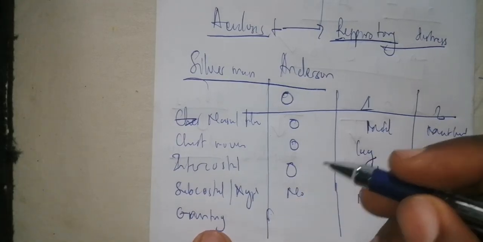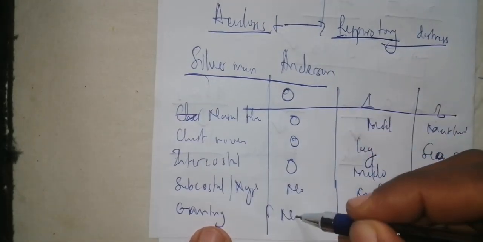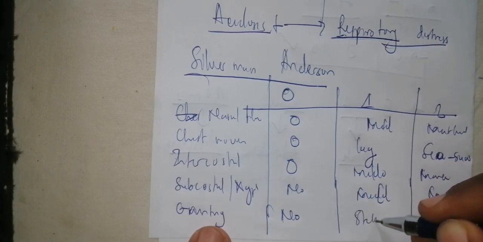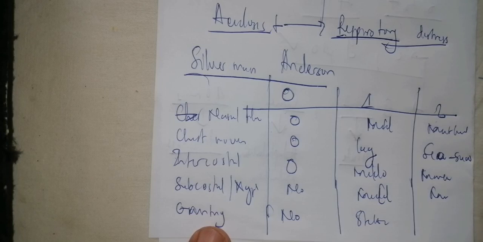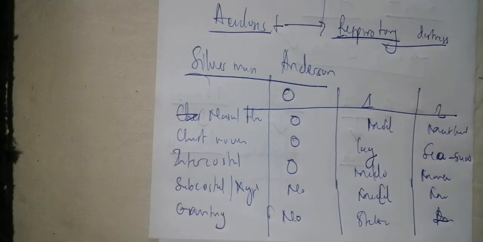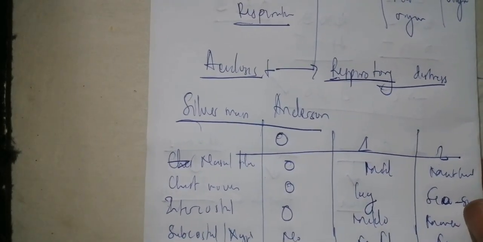For the grunting, if there is no grunting, it is 0. If there is grunting heard with the stethoscope, it is going to be 1, and if there is marked grunting, it is going to be 2. Is it clear? So those are the different elements that you have to evaluate when you want to make a diagnosis of birth asphyxia.